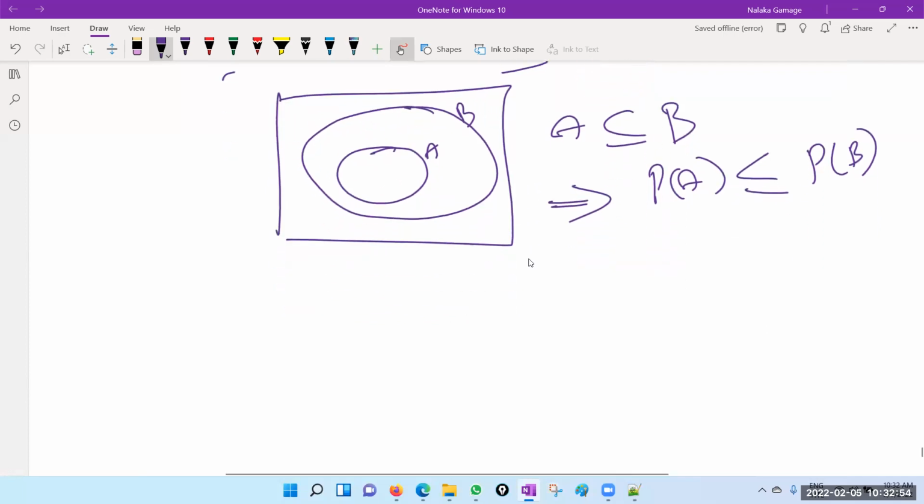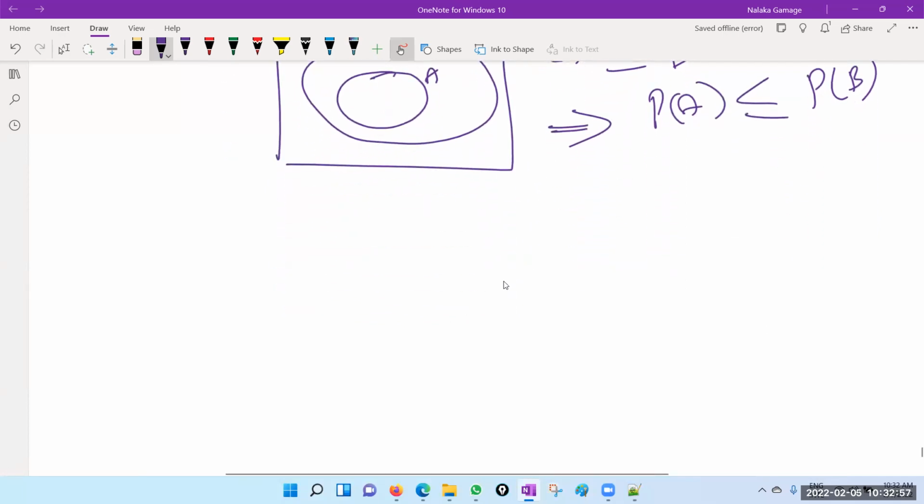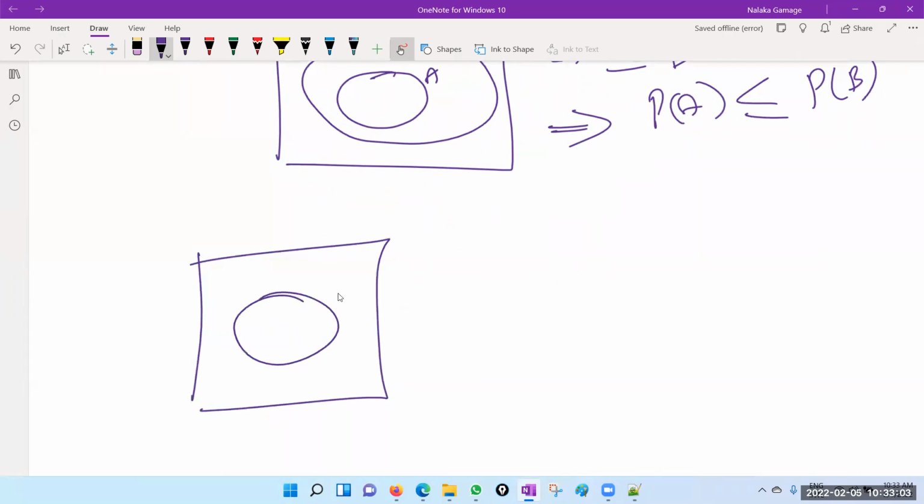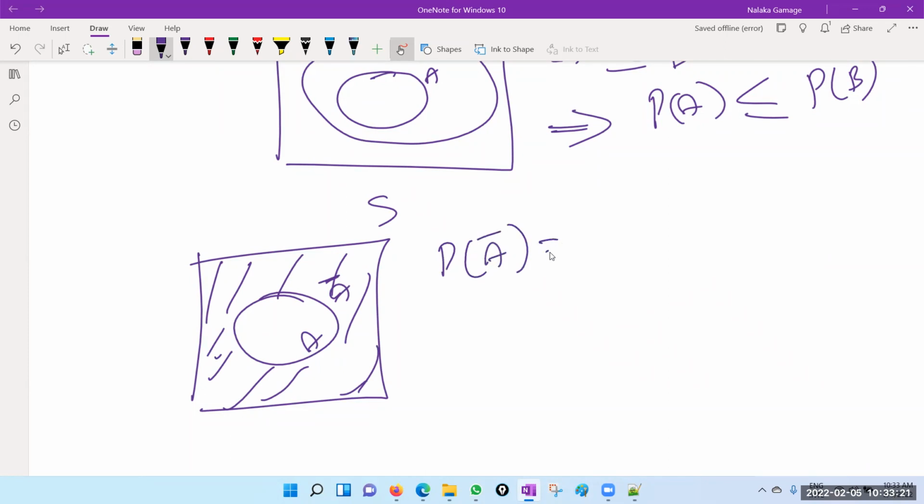So the next rule is, say this is my probability of A happening. So this is S. In probability we now use S instead of E for the sample space. So what is the probability of A not happening? So this is my A, this is my A bar. So probability of A not happening equals 1 minus probability of A happening. So that is the next rule.